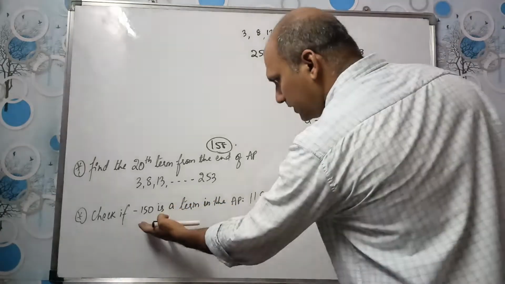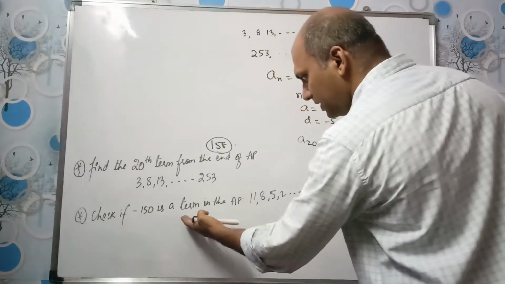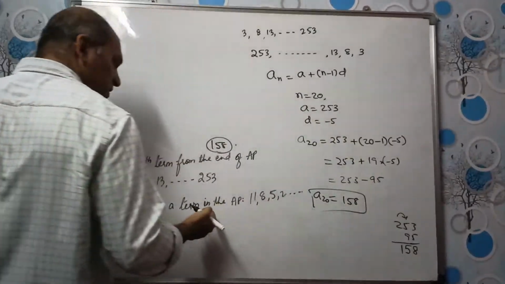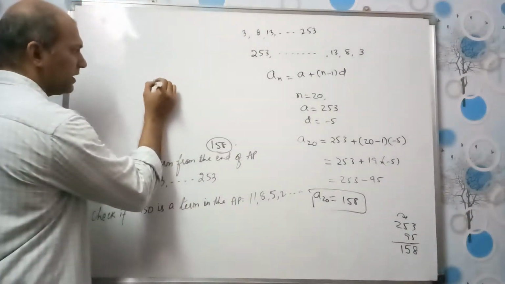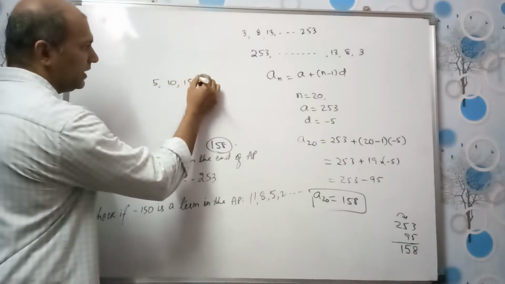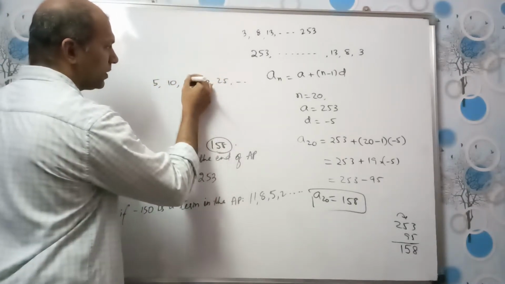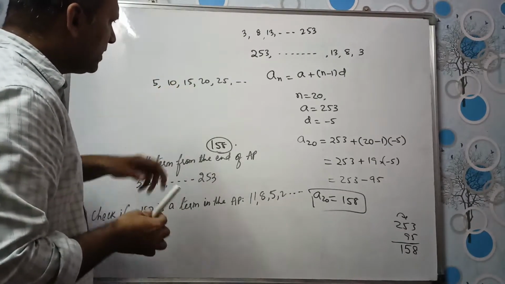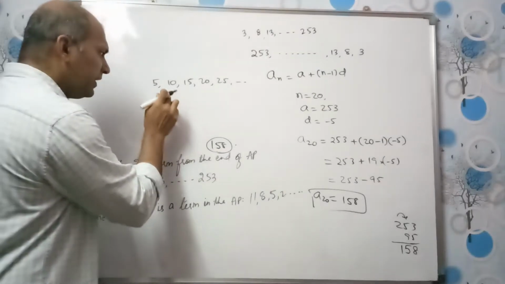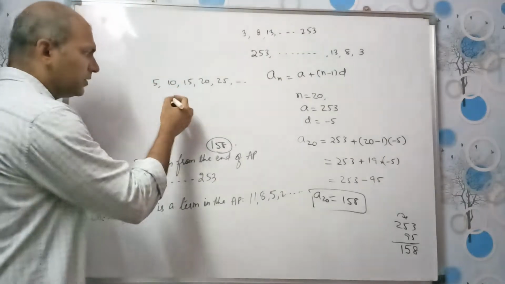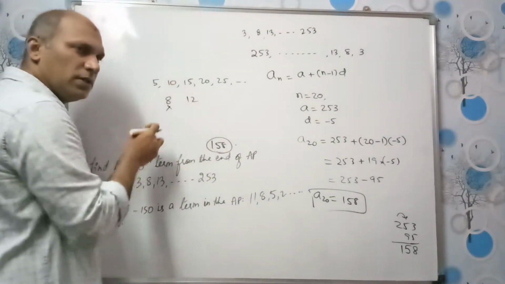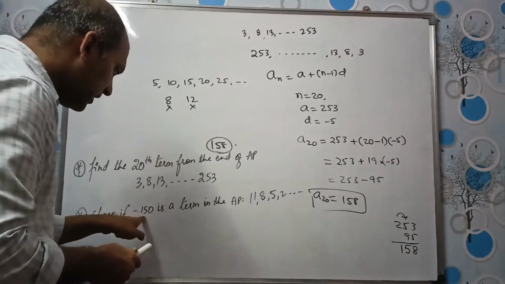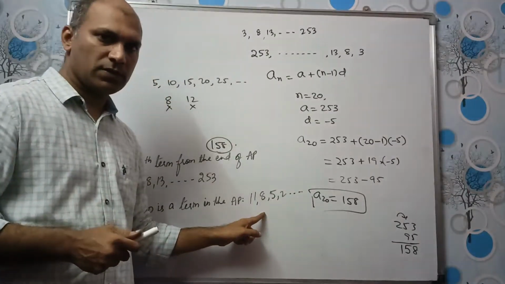Now let us check whether minus 150 is a term in this series or not. Some students will get confused in this question. Let me take 5, 10, 15, 20, 25 and so on. This is an AP, right? So 5 is a term, 10 is a term, 15 is a term. Can we say 8 is a term in this series? No. Is 12 a term in this series? No, it is not. In the same way, we should check whether minus 150 will come in this list or not.